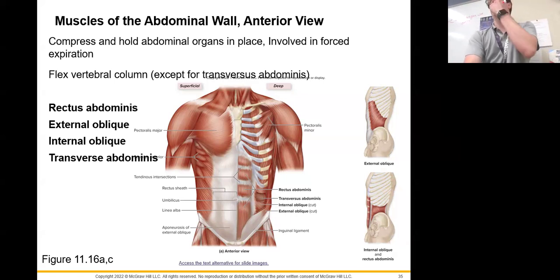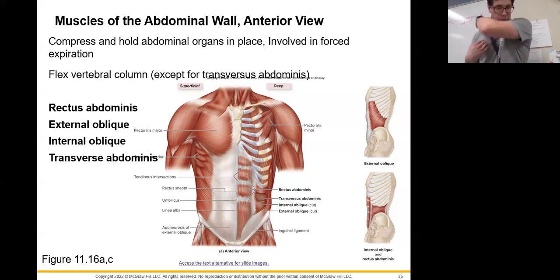Now, the muscles of our abdominal wall are important though, because these are going to help us compress and hold everything in that abdominal region in place. Okay, we want to make sure the intestines are staying where they are, that everything is nice and protected. We also will use these muscles in many cases to help us do forced expiration. So when you push all your air out really hard, you'll notice that all of your abdominal muscles tend to contract and help you bend your spinal column anteriorly.